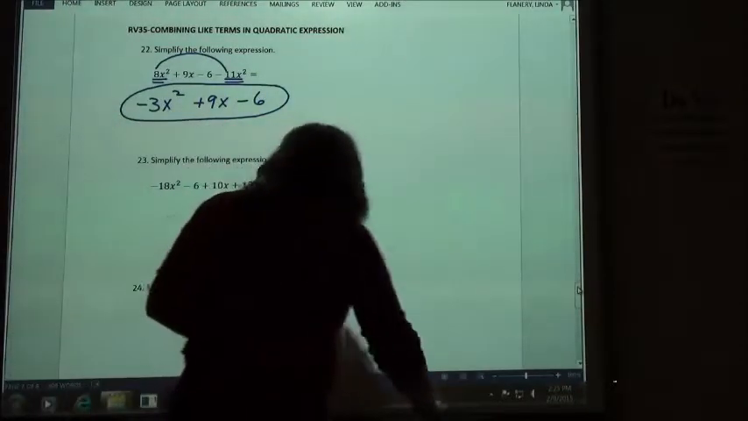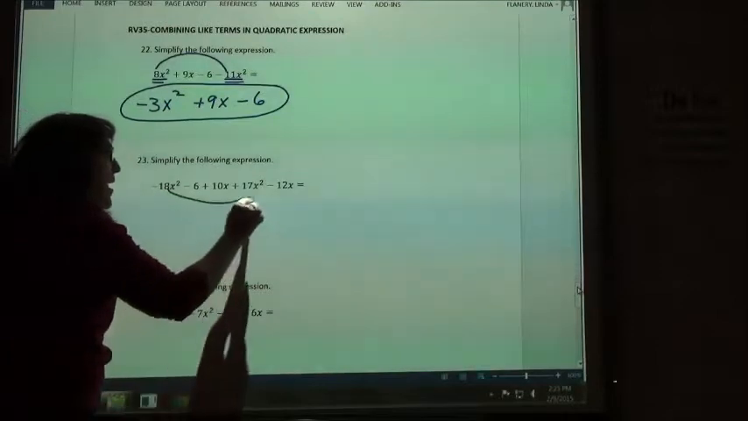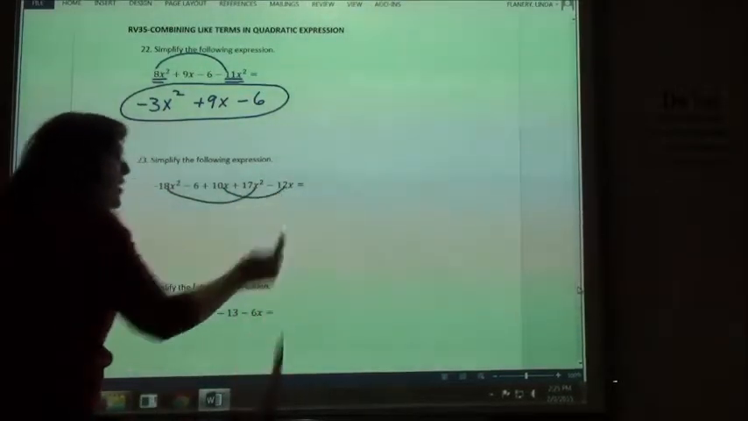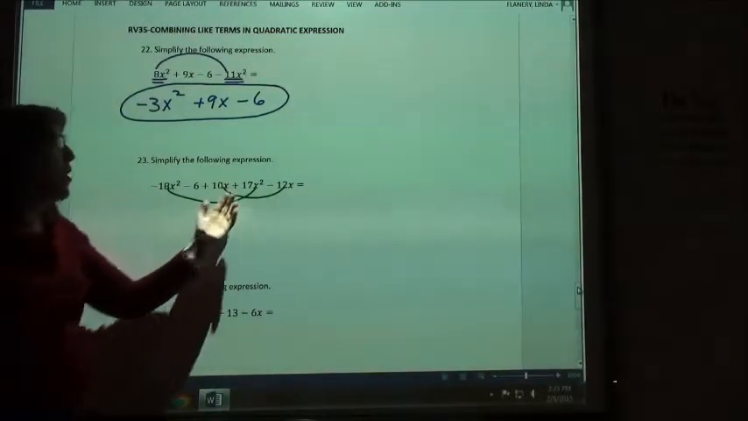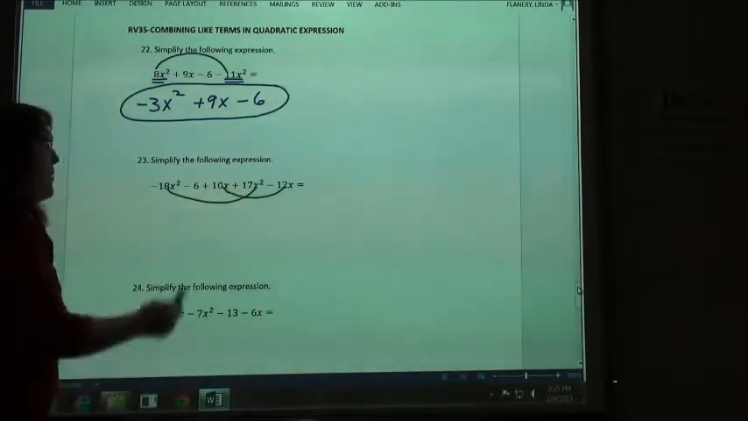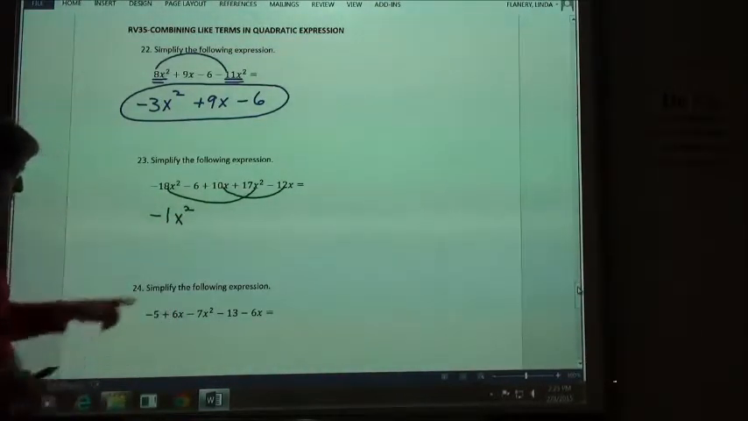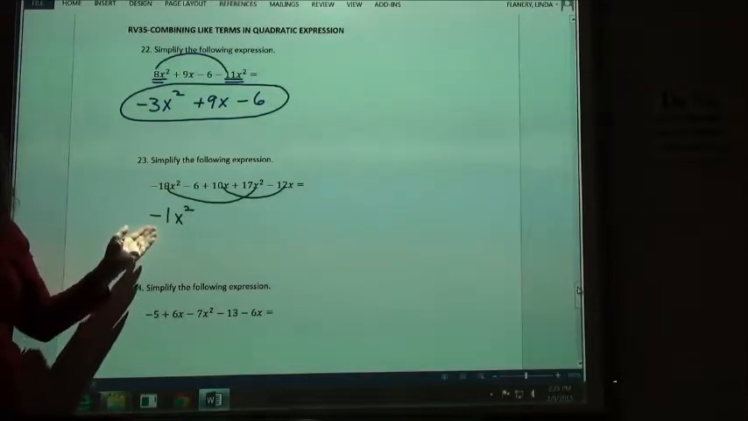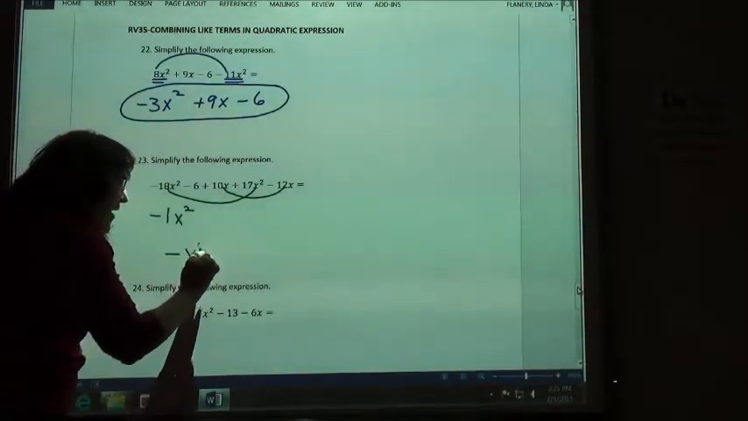23, when I look at that one, I've got a little bit more I can combine, because I've got these two that have x squareds and these two that have plain x's. So negative 18x squared plus 17x squared. Negative 18 plus 17 is negative 1x squared. However, in algebra, you don't need the 1 in front of there. A negative 1x squared is the same thing as negative x squared.